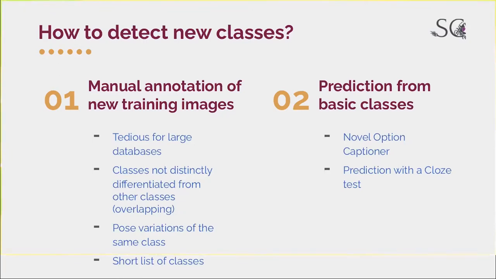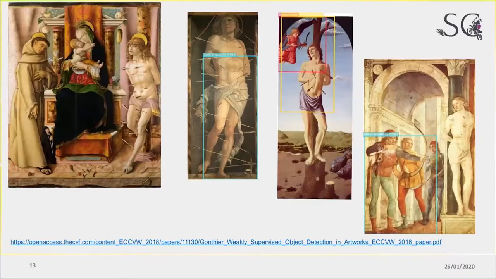Then we will see the prediction from basic classes, and we will explain more or less the idea of predicting new classes from the novel object captioner, which provides the seed idea of our prediction, which is based on a closed test. And I will explain later what this is about.